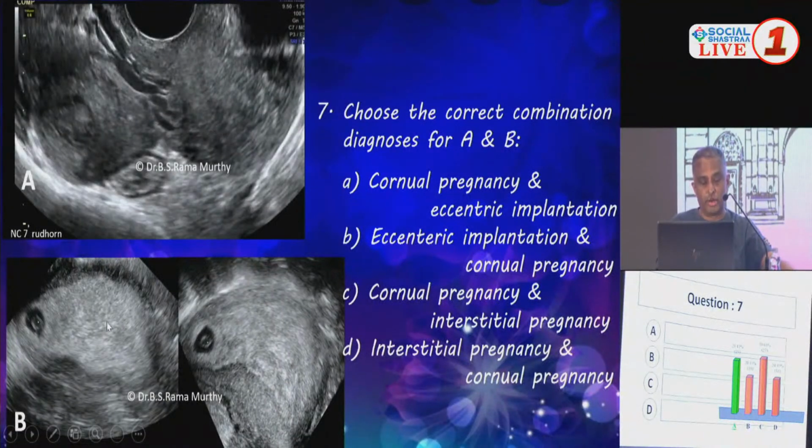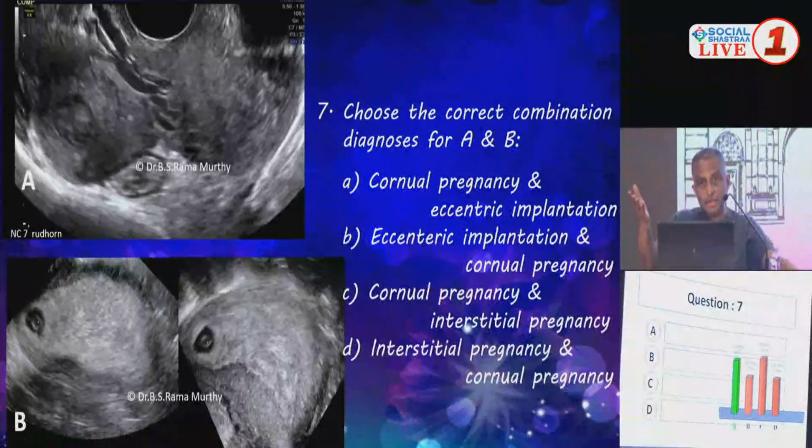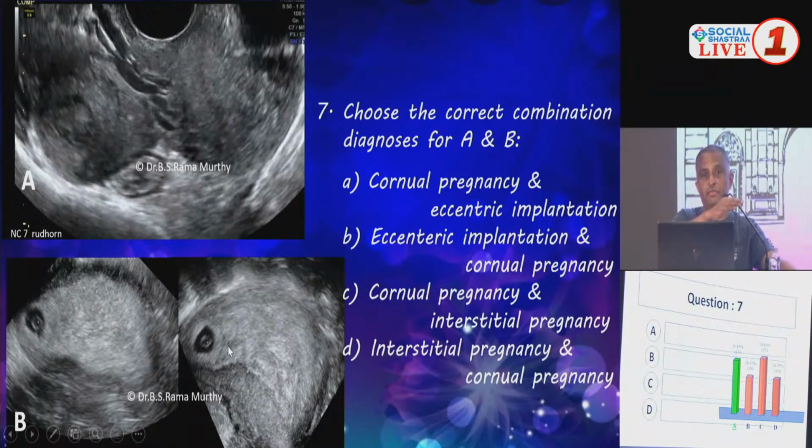Whereas here you have a cornual section showing you a gestational sac within the uterine cavity or without? Within, because you can see the decidua going around. So this is an eccentric implantation. This is not interstitial. Interstitial is outside of the cavity, in the interstitial part of the tube. So your right answer is cornual and eccentric. So A is the right choice.